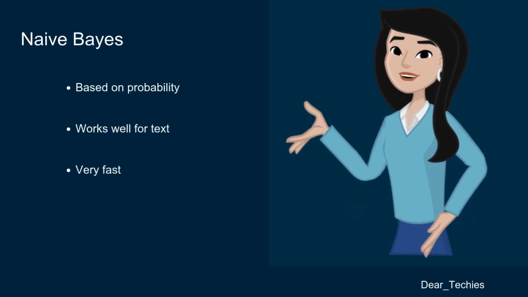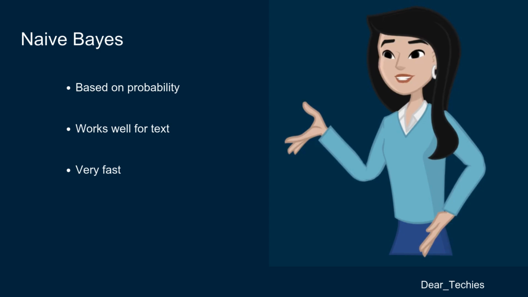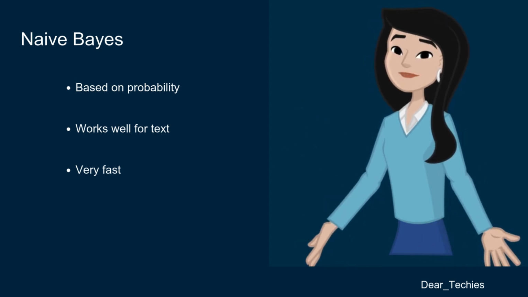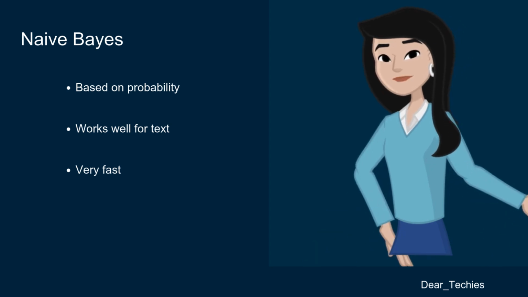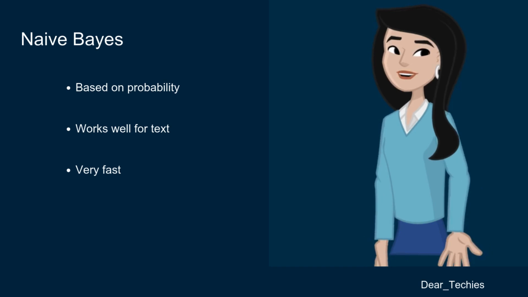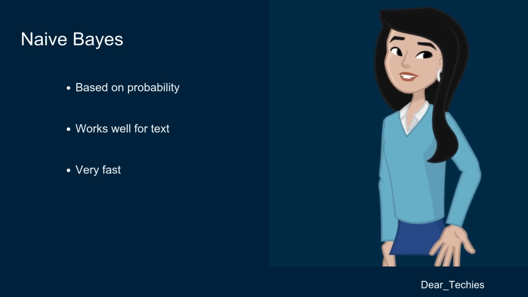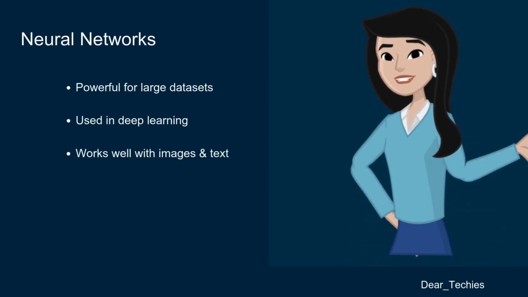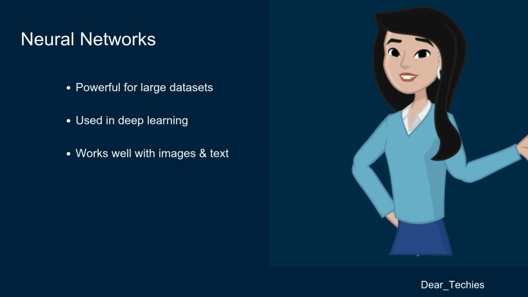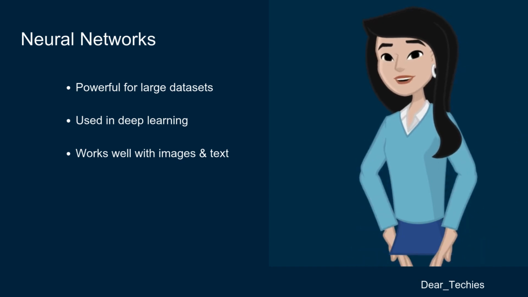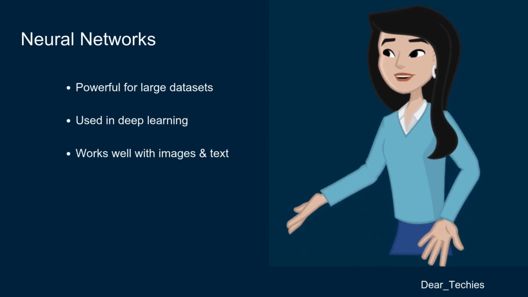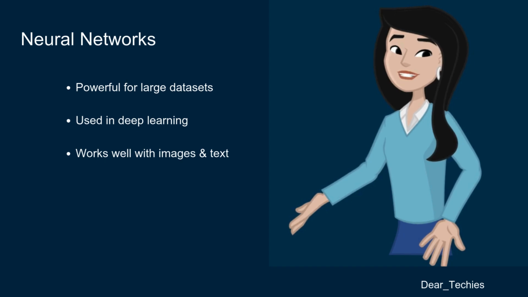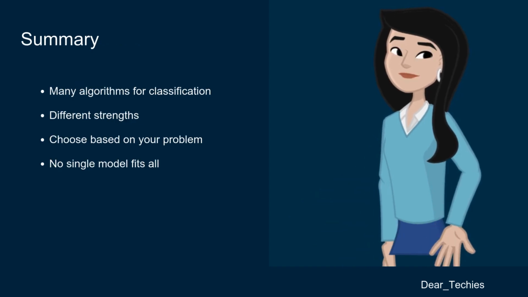Naive Bayes uses probability to make predictions. It assumes all features are independent, which is not always true. But surprisingly, it works extremely well for spam detection and text classification. Neural networks are the backbone of deep learning. They learn complex patterns and are used in modern applications like image recognition, speech recognition, and chatbots.